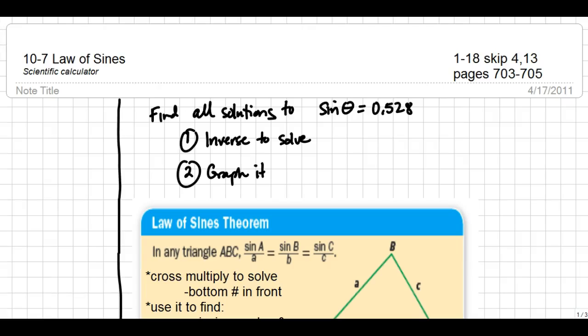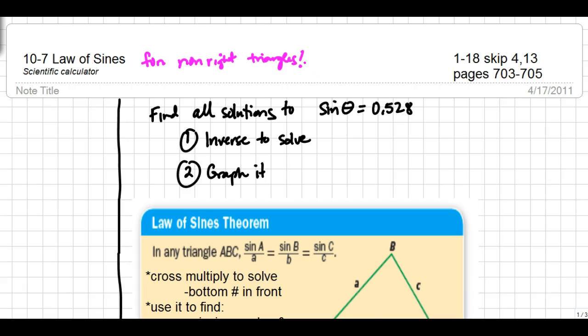This lesson is for Advanced Algebra, Lesson 10.7 on the law of sines. The law of sines is used for non-right triangles. Hopefully you remember that right triangles use what?